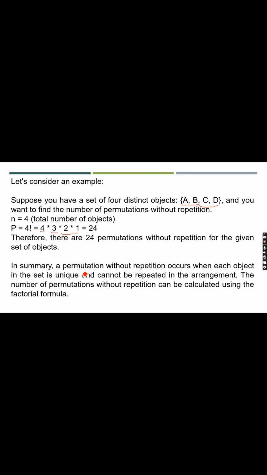In summary, a permutation without repetition occurs when each object in the set is unique and cannot be repeated in the arrangement. The number of permutation without repetition can be calculated using the factorial formula. Unique na siya guys, magiging unique ang permutation without repetition kasi hindi siya paulit-ulit.